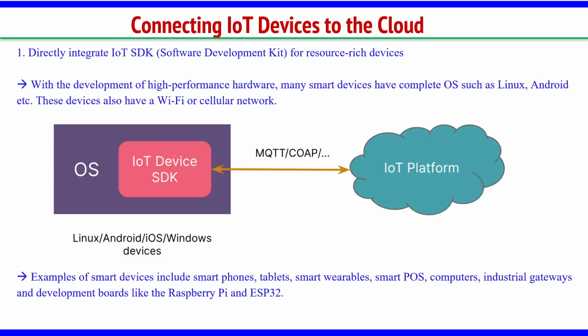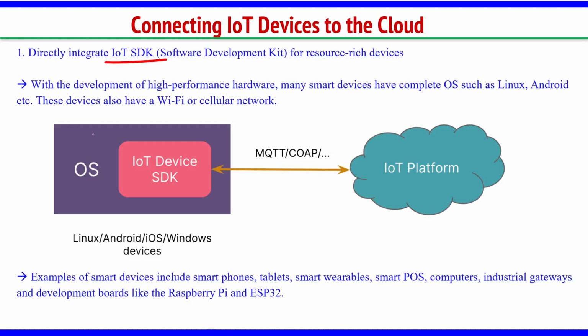So the first one, directly integrate IoT SDK. The first and most frequently used one is this only. Even if you want to connect some IoT device to your mobile phone, you have to use an SDK. Try to understand how we can directly integrate.